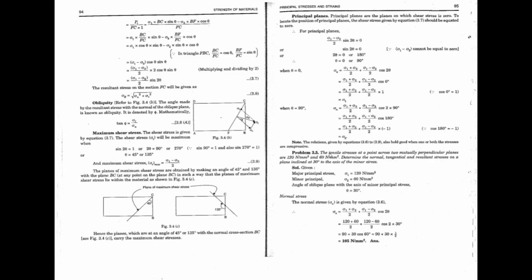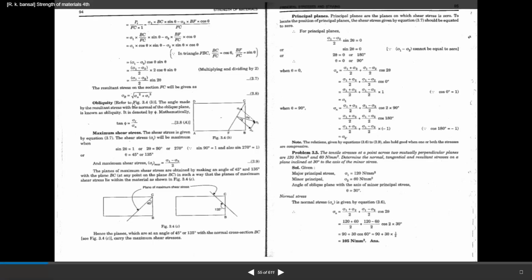Today, we discuss the problems in the derivation for the analytical method, second case, for normal stresses and tangential stresses and the resultant stresses, sigma r equal root of sigma n square plus sigma t square. This is the formula for resultant stress. Obliquity means inclined. Oblique means inclined. Reference figure 3.4b.